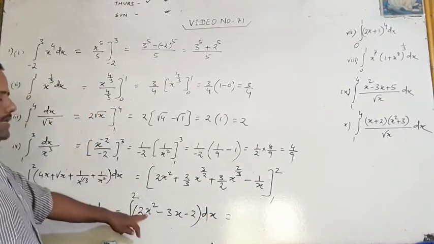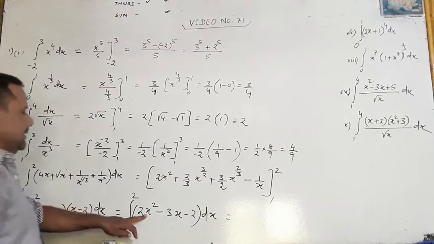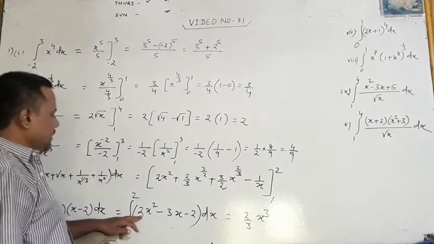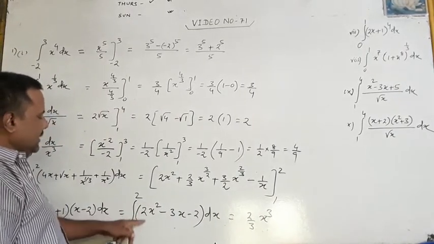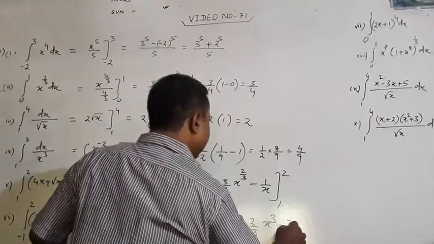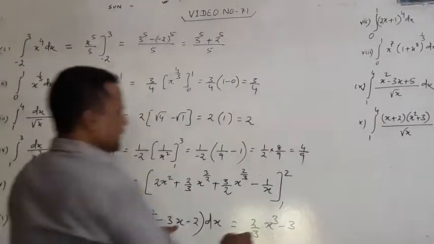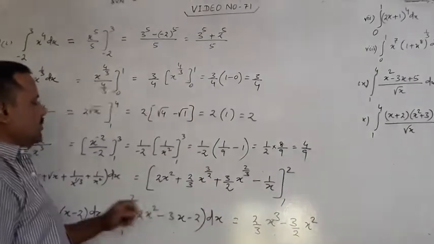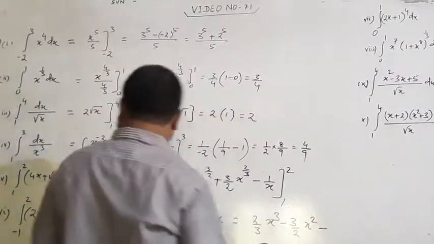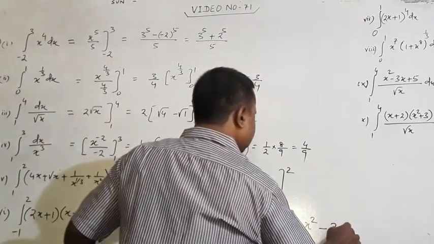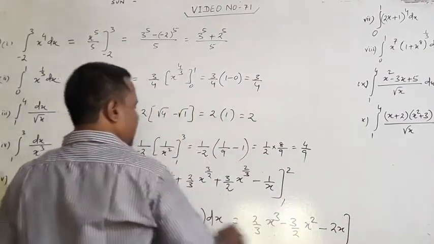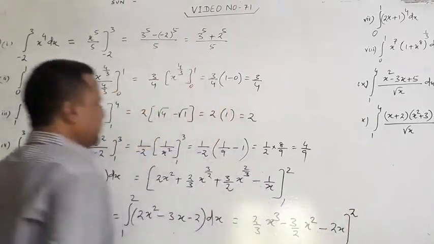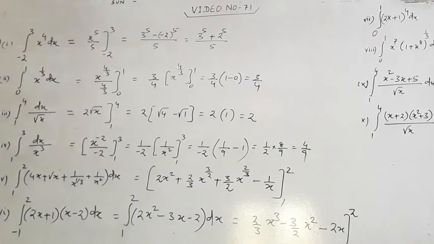What is the integration? The integration of x square is x cube by 3. So 2 by 3 x cube, that is 2 into x cube by 3. Minus 3x integrates to x square by 2, so put x square here and make it 3 by 2, minus, here minus 2, so minus 2x. Which is the upper limit? The upper limit is 1, sorry, the upper limit is 2 and the lower limit is 1, then you can put the value and get the answer.